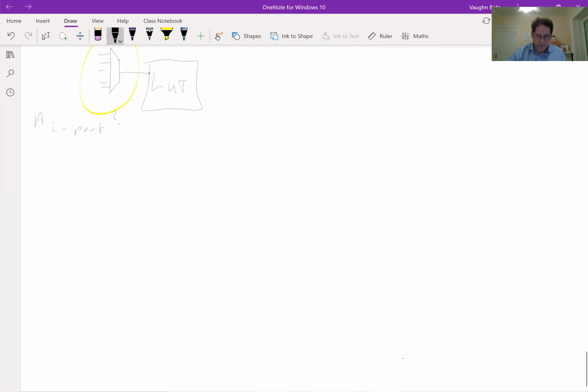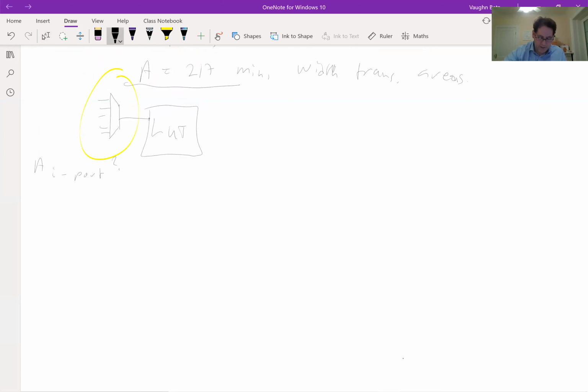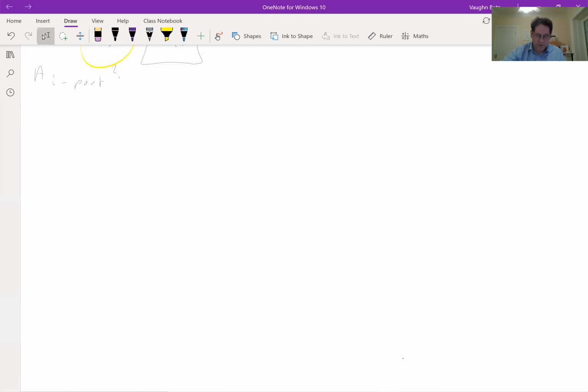Okay, so that's a multiplexer. It's a multiplexer controlled by SRAM cells. I haven't drawn them here, but there are SRAM cells controlling this. Okay, so how are we going to build that?